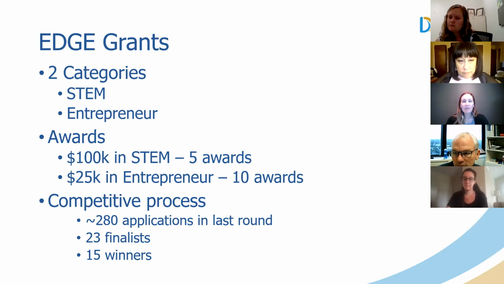It's a really competitive process. Each round seems to get more applications as we move forward. In the last round, we actually had about 280 applications. So it's a big pile for our team to read through. So it's exciting to see the kind of ideas that are coming in, the things that are happening right here in our community. Out of the 280 applications, there's going to be 23 finalists. 8 of those finalists will be in the STEM category and 15 will be in the entrepreneur category. And then, of course, you see the winning breakdown there, 5 in STEM and 10 in entrepreneur for our winners.